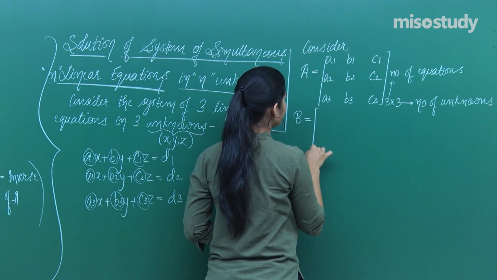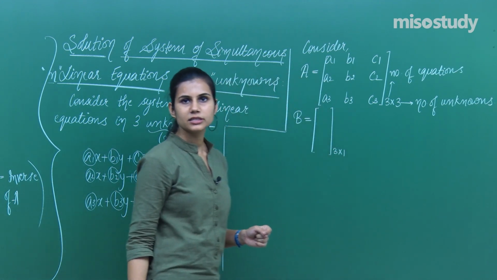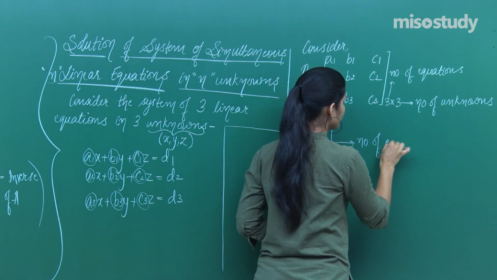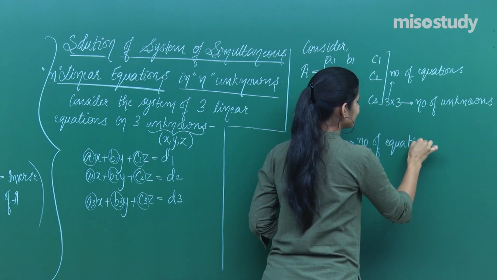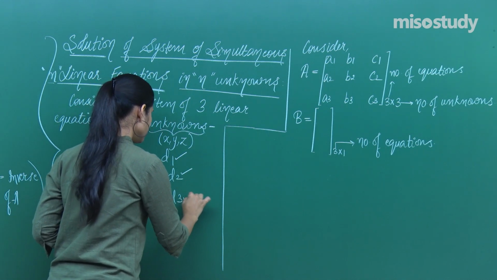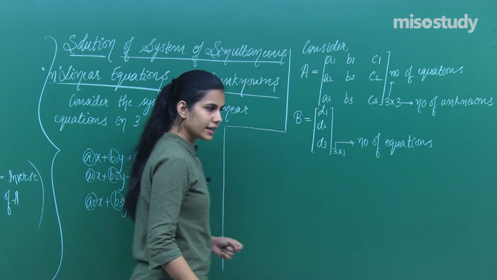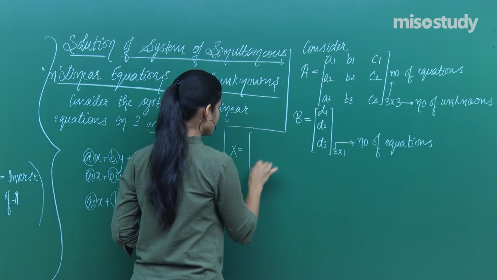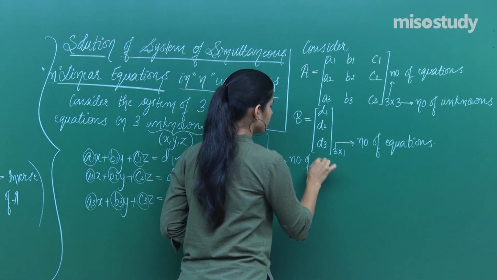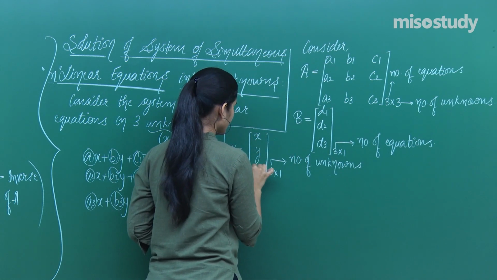Also consider a matrix B which is a 3 cross 1 matrix. What is this 3? The number of equations. Here what will come? d1, d2, d3. Consider a matrix X, which is again 3 cross 1, but here 3 is what? The number of unknowns. So inside this matrix, the unknowns will come, x, y, z.